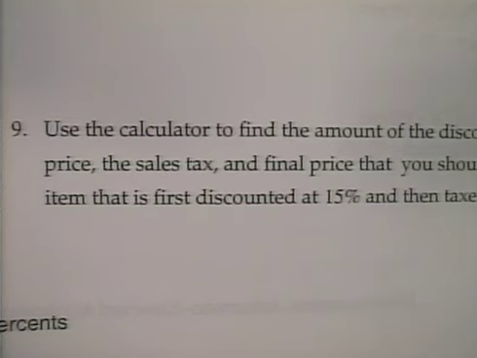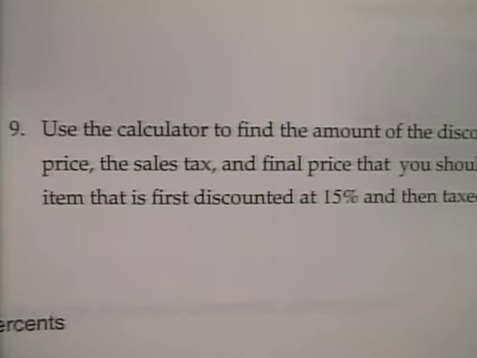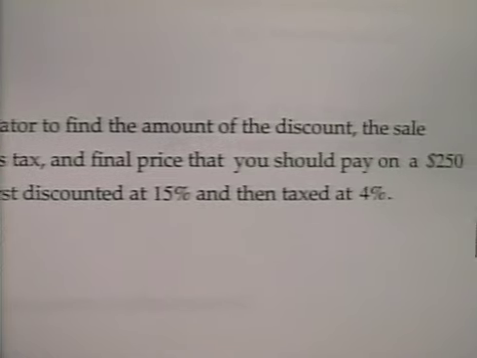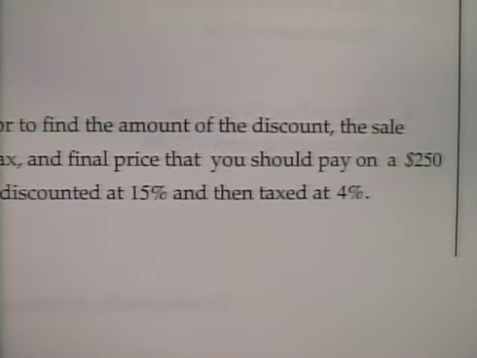Use the calculator. Now, this is to find the discount, the sale price, the sales tax, and the final price. And it's a 15% discount. And boy, wouldn't you like to live at this location? 4% tax, where we're paying 7 3/8. So there's your information. It's a $250 calculator, very fancy. Well, a cell phone, a very nice cell phone at $250, which has a calculator as part of it. Discounted at 15%, taxed at 4%.